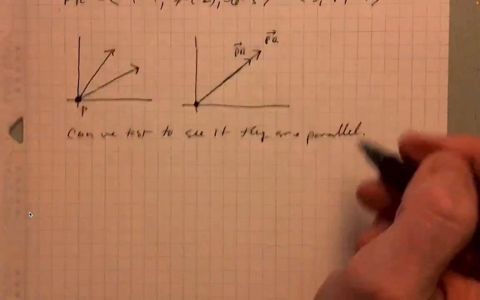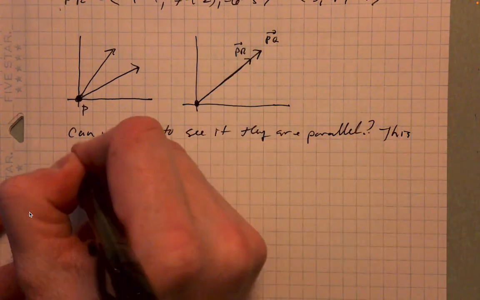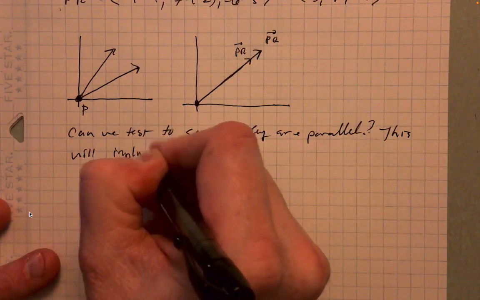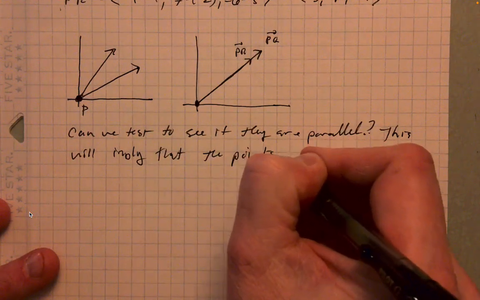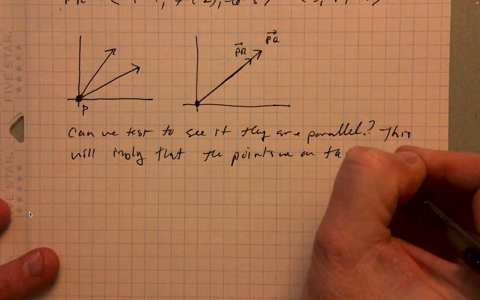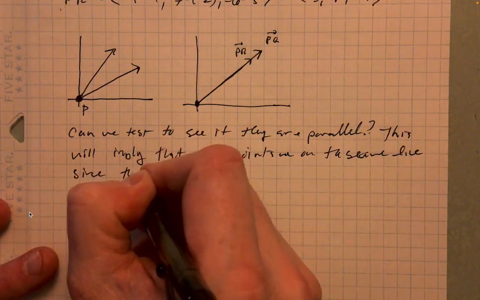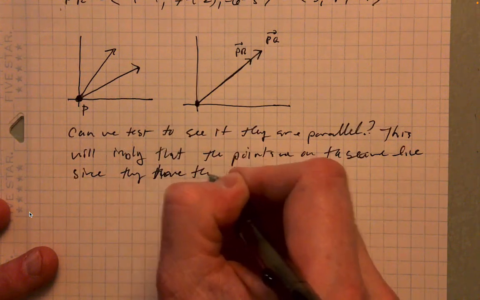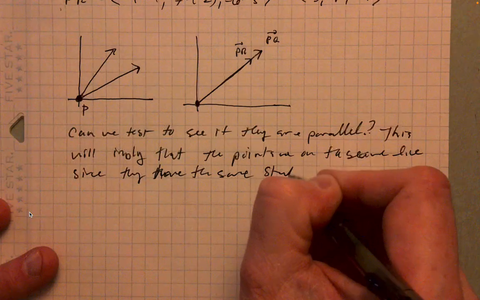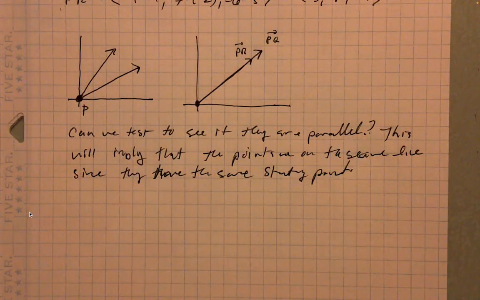Does that make sense? This will imply that the points are on the same line since they have the same starting point. Okay, hopefully that makes sense. All right, so we just need to test these two vectors.